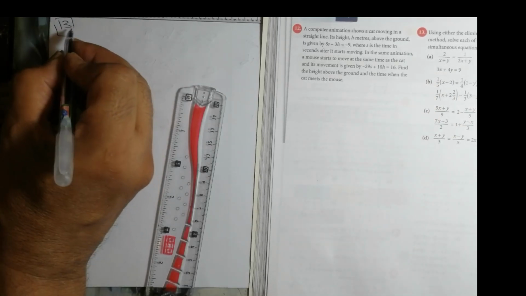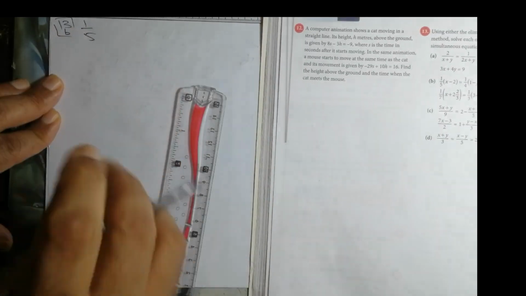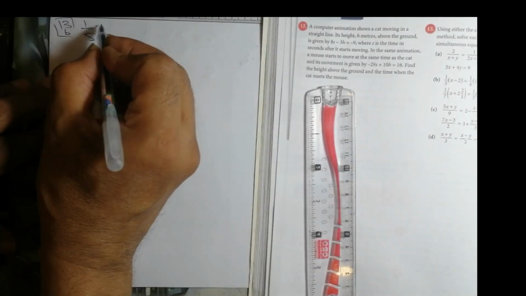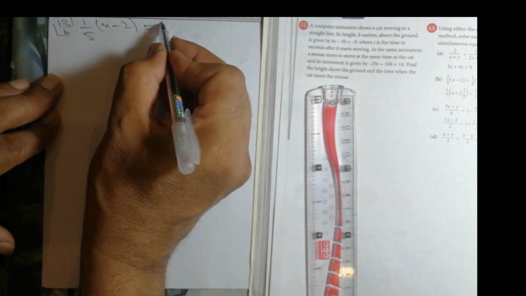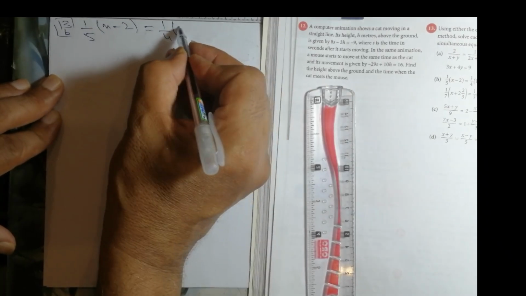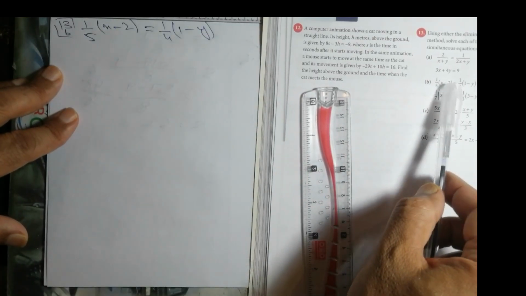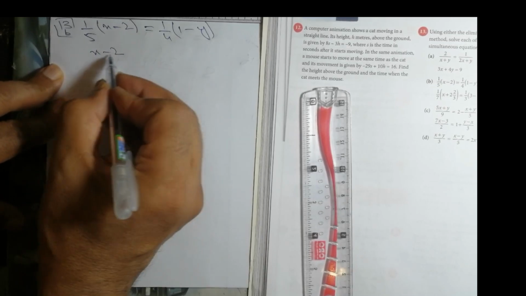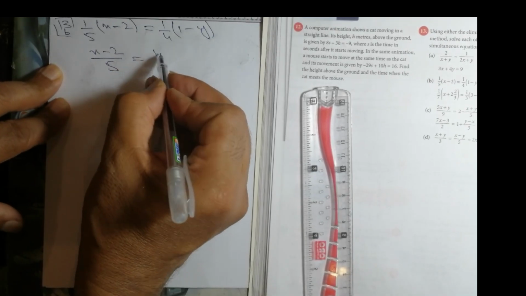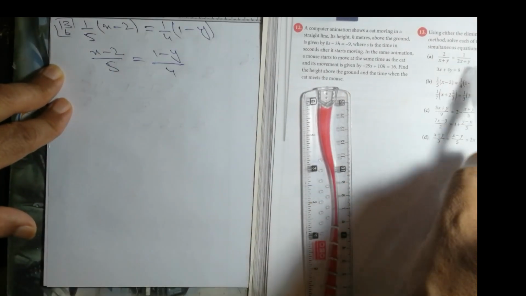So I start from the second, B part. The first equation is 1 by 5 into x minus 2 equal to 1 by 4 into 1 minus y. Basically this equation is also like this: x minus 2 over 5, and this is 1 minus y over 4. So exactly this equation is like this.